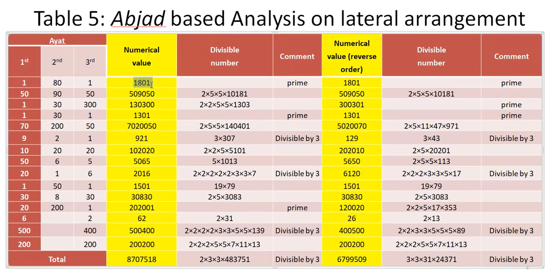So 1, 80, and 1. In reverse fashion, if we go, we see that this comes first, 80 comes after that, and after that 1. So 1, 80, and 1. Though these numbers actually look the same, this one is extracted in reverse pattern. Here also 50, 90, and 50.